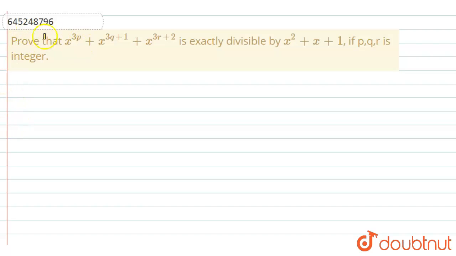Hello, here the question is given to us. Prove that x to the power 3p plus x to the power 3q plus 1 plus x to the power 3r plus 2 is exactly divisible by x square plus x plus 1 if p, q, r are integers. So first we have to find whether this expression is divisible by x square plus x plus 1.